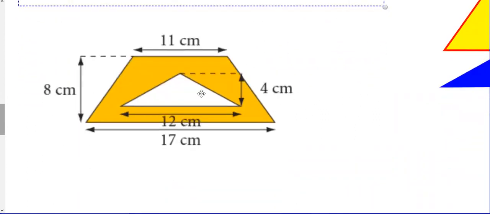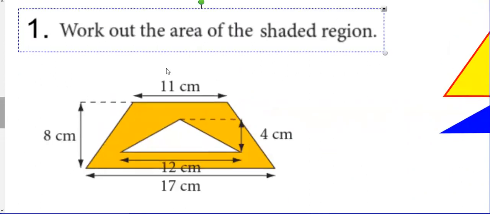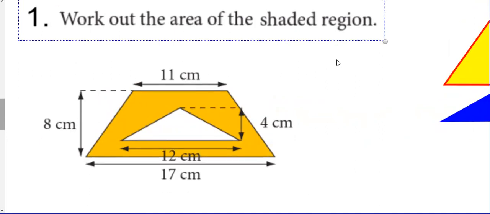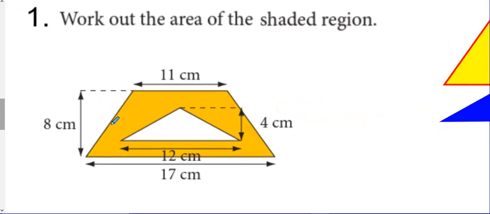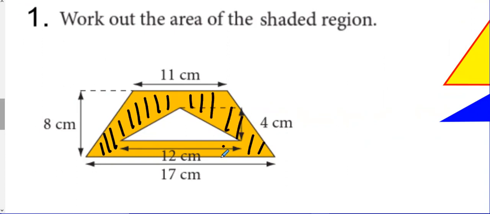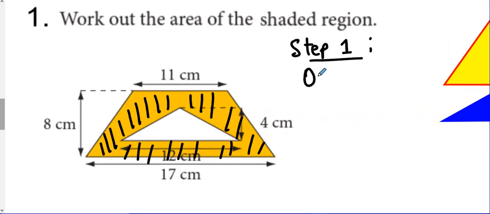Okay. Now, do you remember what I said? To find the area of the shaded region. The shaded region you can see is this region outside here. Can you see this region? This is the shaded region. Now, how do we find the area shaded? To find the area shaded, we have a few steps to follow. Step number 1 is to find what we call the outside area.